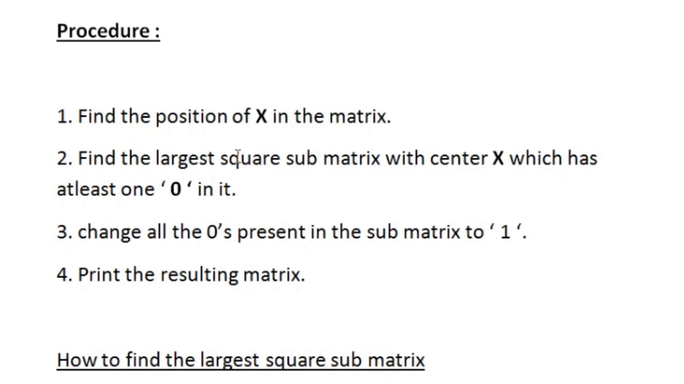So let us see the procedure to solve this problem. First we have to find the position of X in the matrix. And then we have to find the largest square submatrix with center X which has at least one 0 in it. And if such a submatrix is found, then we have to change all the zeros present in that submatrix to 1 and then print the whole matrix. And if such a submatrix is not found, then we have to print the whole given input matrix as our output.